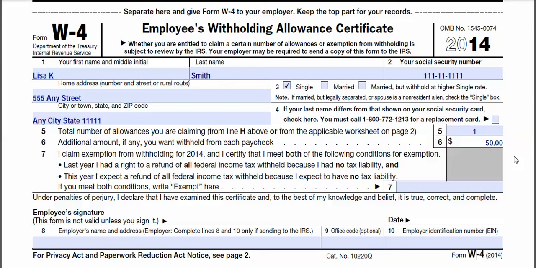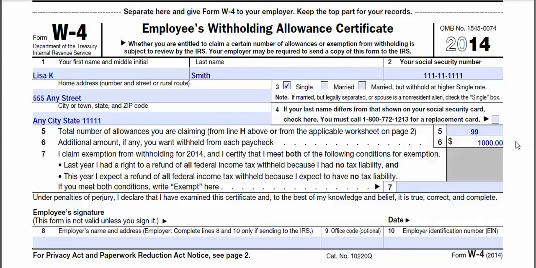Technically, the IRS won't let you do that. What you can do is come up to box 5 and put in number 99. What that will do is put you into a category where 0 tax will be withheld based on the number of allowances. And then you could come down to box 6 and you could put in that you want to withhold the $1,000. And that would be just fine.